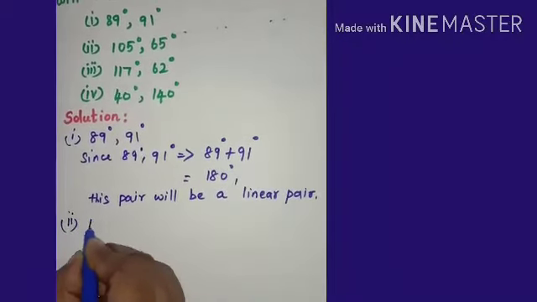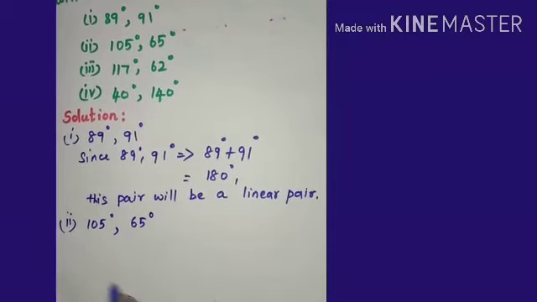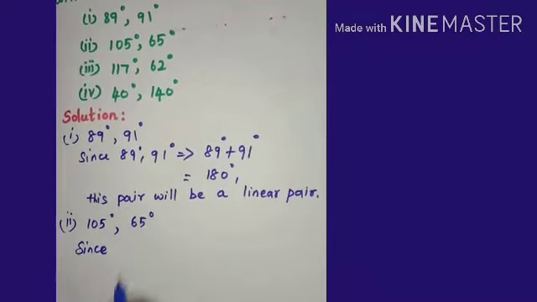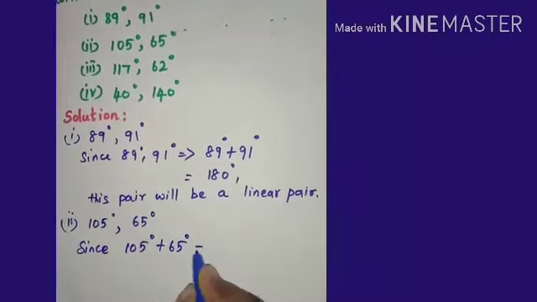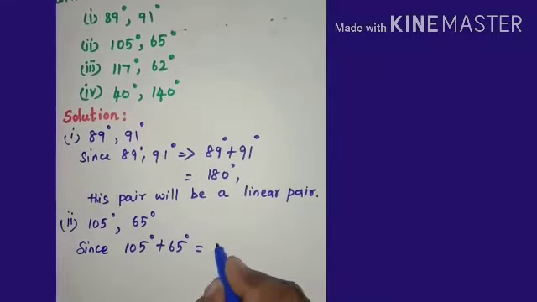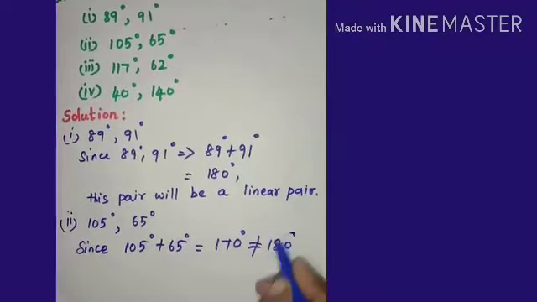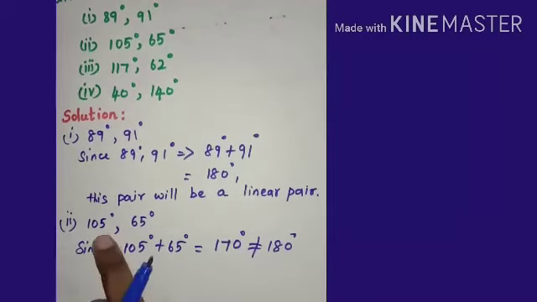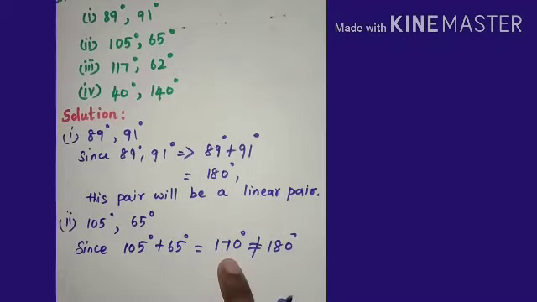The second one is given angles are 105 degree and 65 degree. Since first we have to find the sum of these two angles, let us find 105 degree plus 65 degree, which gives 170 degree, which is not equivalent to 180 degree. If it is equal to 180 degree, then we can say that this pair will be a linear pair. But it is equivalent to 170 degree, which does not make it supplementary.